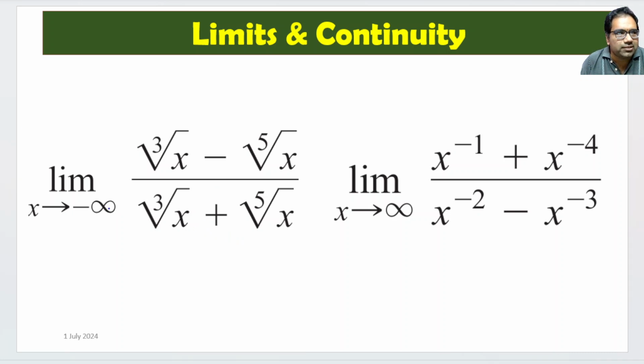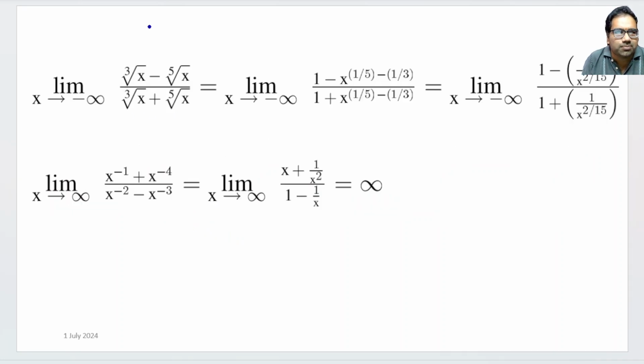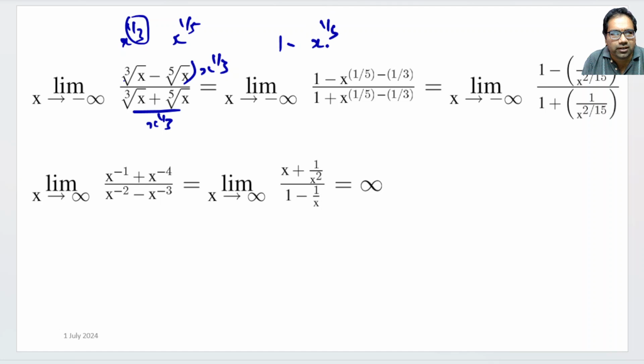So for example, here, what is the highest power of x? We have x power 1 by 3 and x power 1 by 5. Which is bigger? 1 by 3 is bigger. So we'll divide everything by x power 1 by 3, the whole of this by x power 1 by 3, and again the whole of this by x power 1 by 3. What will we get? In the numerator we will get 1 minus x power 1 by 5 by x power 1 by 3. Same in the denominator, we will get 1 plus x power 1 by 5 by x power 1 by 3.